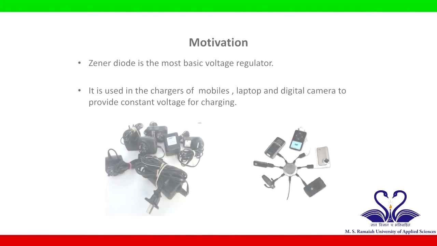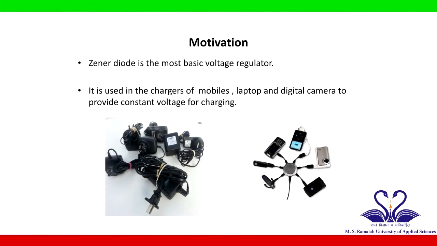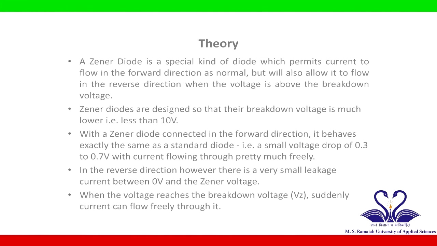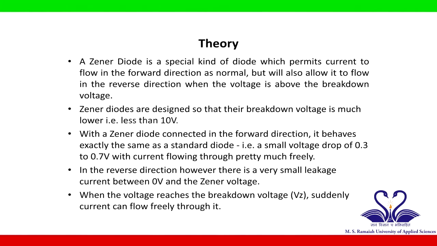The motivation for this experiment is that the Zener diode is the most basic voltage regulator. It is used in the chargers of mobiles, laptops and digital cameras to provide constant voltage for charging. Let us understand the theory behind the experiment before conducting it.